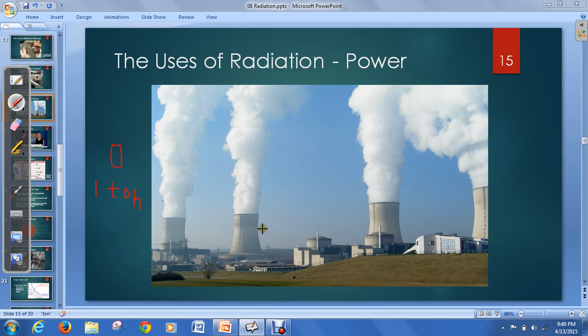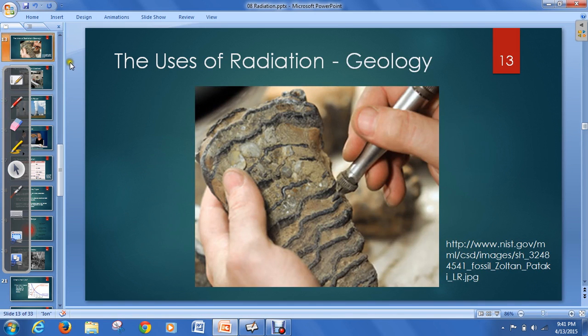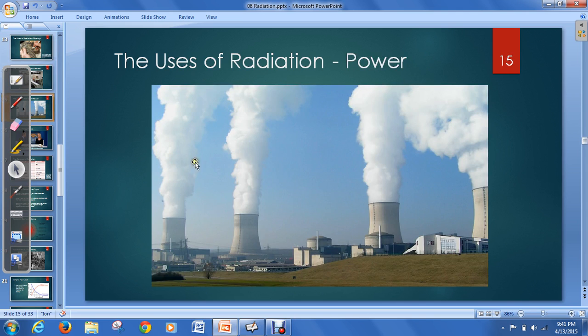They don't even come close to how much energy nuclear power can provide. And so for very, very large cities and metropolises, you'll see fission power plants because they can just provide so much energy. Okay. There are some adverse effects of these, though, but we'll talk about those in just a second. But those are kind of the three main uses I would note for radiation: the geological dating, the medical uses, and the power production from radiation.